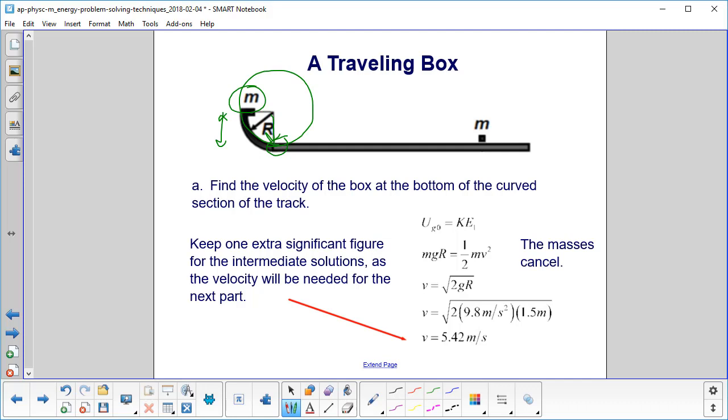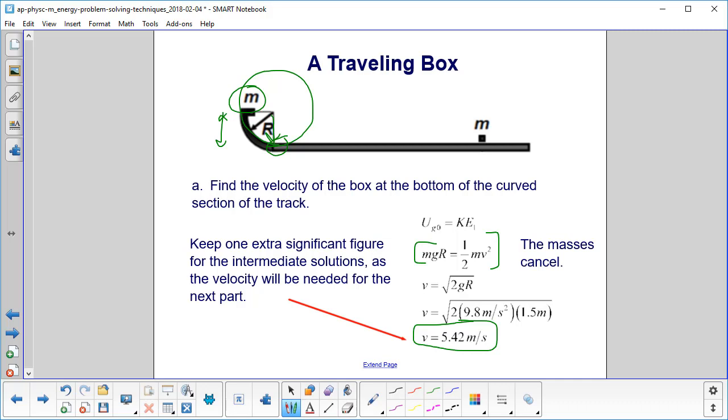So here we go. We have mgR is 1/2 mv squared. The masses cancel. We get velocity is the square root of 2gR. We plug in our numbers, and we get a velocity of 5.42 meters per second. Notice we're going to keep an extra significant figure, because this is an intermediate solution, and we're going to need the velocity for the next part. So even on the AP exam, if you were to put either 5.4 or 5.42 meters per second, that would be just fine.